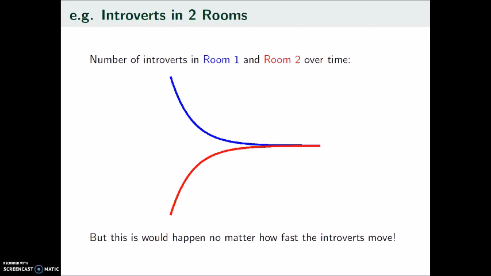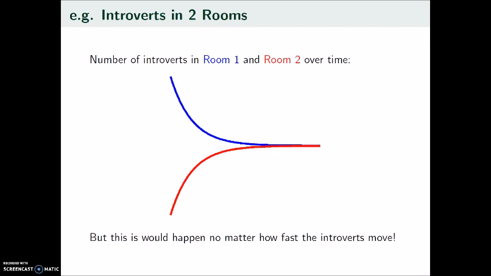The point I'm making here is, first of all, that in this system, you start off with a different number of introverts in both rooms, and then as time goes on, introverts move so that it converges, so both rooms end up having the same number of introverts in them.